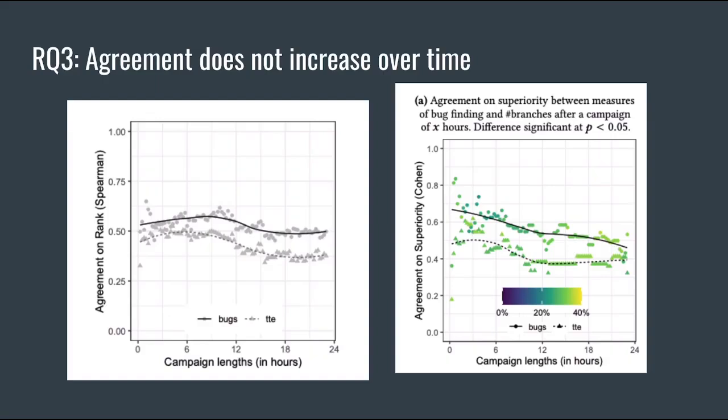So the answer is basically no. Longer fuzzing does not fix the problem. Ranking agreement doesn't steadily climb toward almost perfect, it stays moderate. It might move a bit, but it does not converge in the way you'd hope if time were the missing ingredient. And superiority, again, the "my fuzzer beats baseline" style claim, does not show the kind of improvement over time that would make coverage-only benchmarking trustworthy.